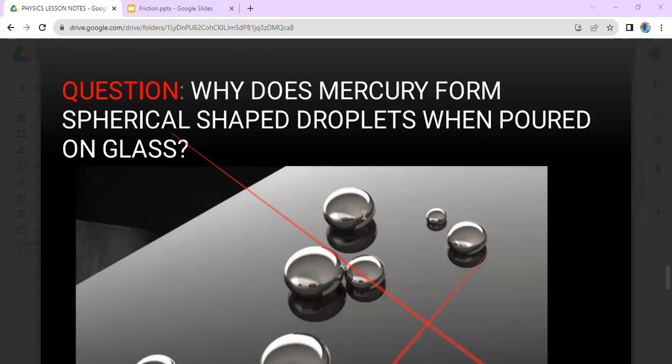And then Ariel says that mercury has a greater cohesion force than adhesion force. Therefore, it forms spherical droplets when poured on glass. Then Henry says again, the cohesion force is between molecules of the same substance, while the adhesion force is between molecules of different substances. Yeah, those are the ones in the chat.